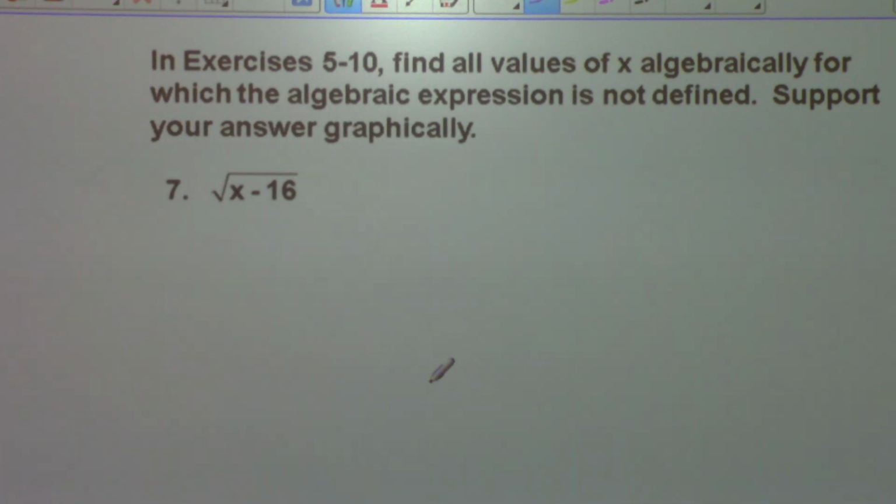Okay, now we're dealing with a square root. So what do we do with this? What do we know about a square root? You can square it. You cannot square a negative number, because the number times itself cannot be negative.